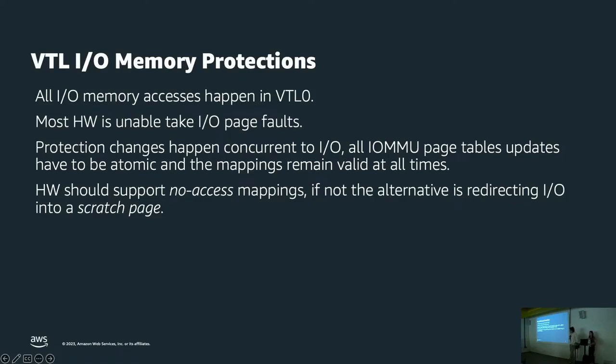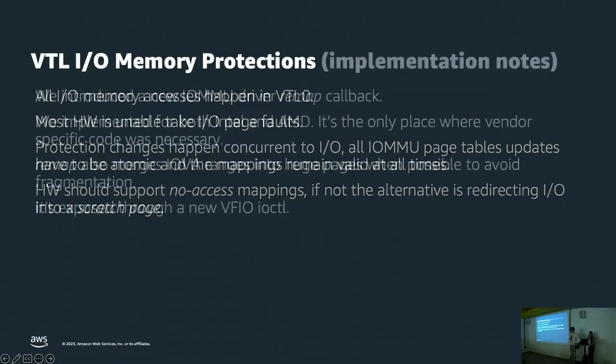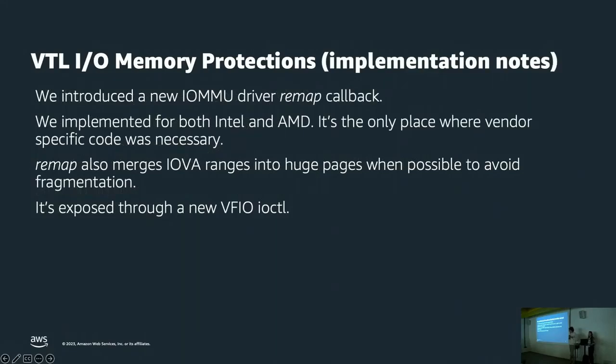So what we're doing instead is, upon getting a no-access mapping, we redirect that IOVA onto a scratch page, which we know to be safe and won't contain client data. So yeah, it's another requirement for how we have to do IOMMU updates. What we did is introduce a new IOMMU driver callback that we call remap. It, again, atomically updates IOMMU mappings during runtime with all the requirements I mentioned. We implemented this for both Intel and AMD, and funnily enough, it's the only part of VSM that is vendor specific.